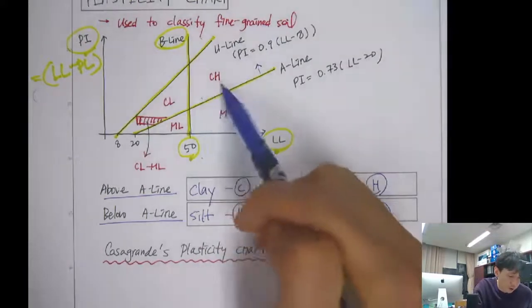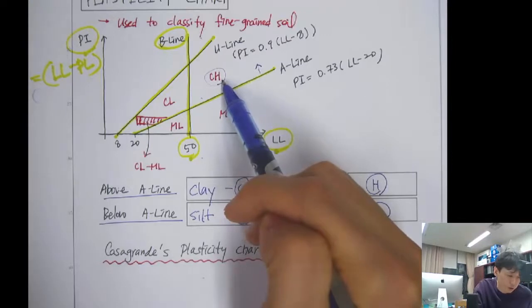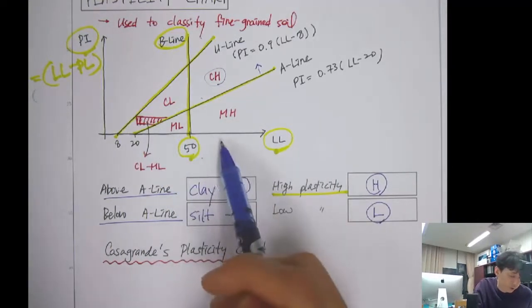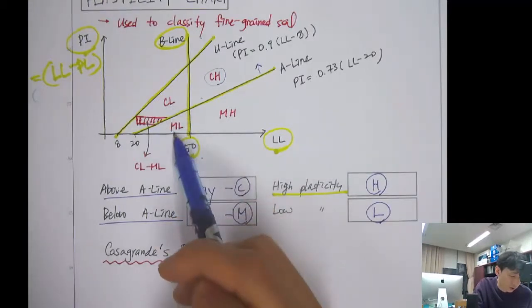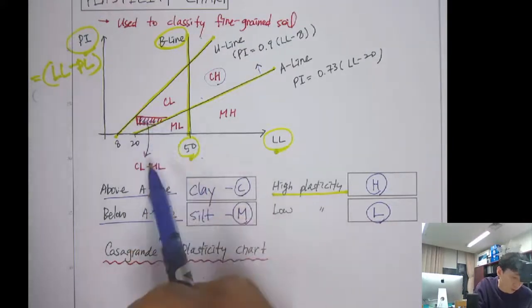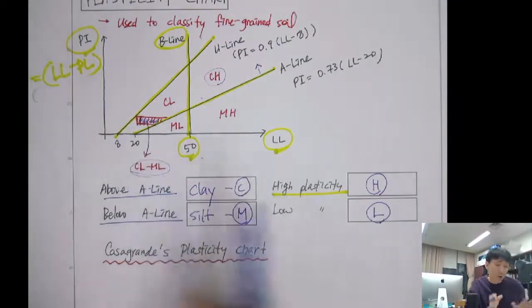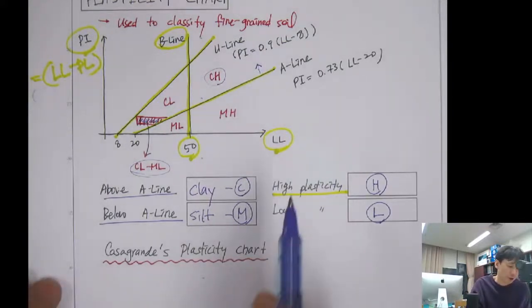So you can see that here CH is clay with high plasticity. MH is silt with high plasticity, because the liquid limit is still larger than 50. Here is clay with low plasticity, and here silt with low plasticity. There is a gray area here. When the plasticity index and the liquid limit correspond to this location, it's in between the low plasticity clay and the low plasticity silt, so it's silty clay or clay silt with low plasticity.